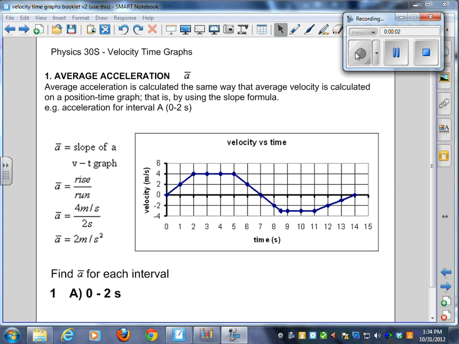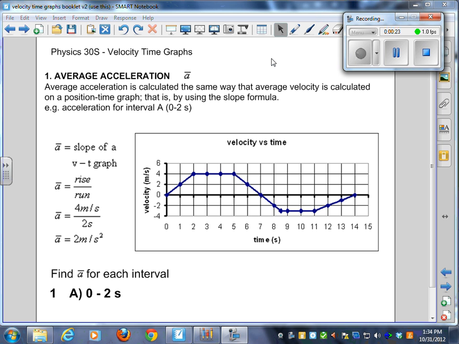We have been talking about position time graphs for quite a while. We have sort of just begun looking at velocity time graphs. Today we're going to basically analyze them from start to finish. Okay? So lots of important information today. So we're going to look at velocity time graphs, and we're going to start off talking about average acceleration.